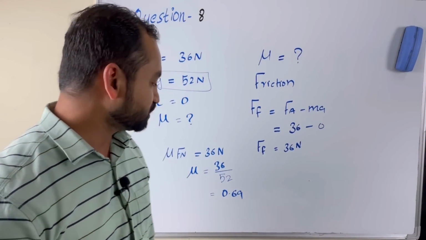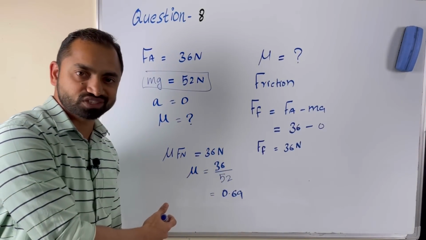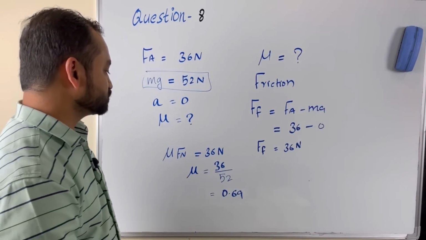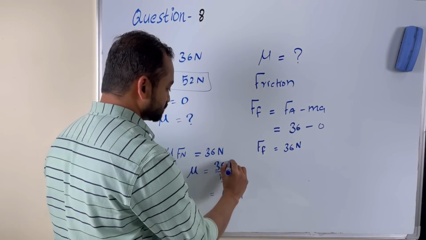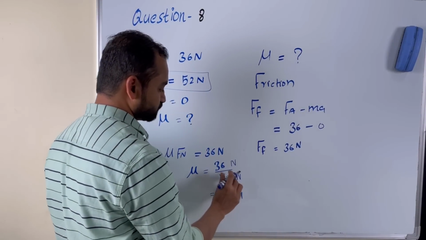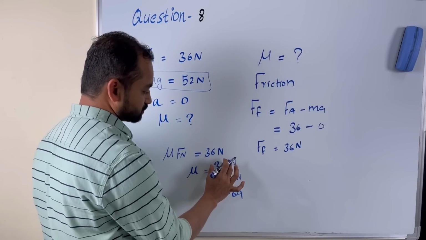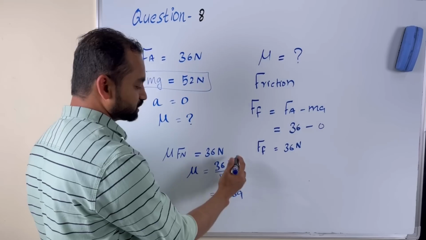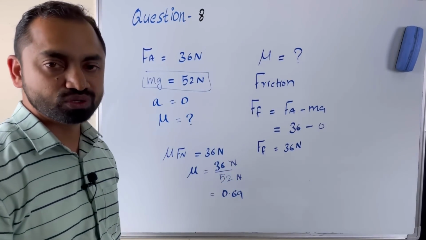And what about the unit of coefficient of friction? Coefficient of friction has no unit. Why? Because coefficient of friction is a ratio of force over force, correct? Frictional force divided by normal force. So Newton and Newton will cancel, so coefficient of friction has no unit.